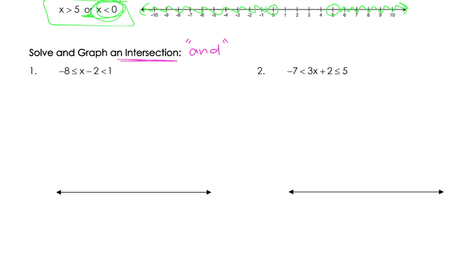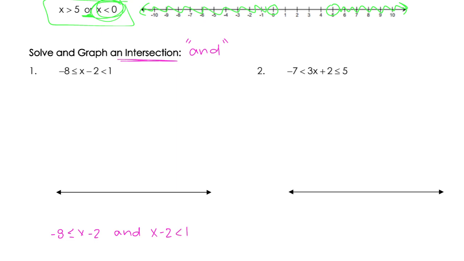So when we solve these, technically speaking, I'm going to write it down here at the bottom of your screen. You could actually separate this as -8 is less than or equal to x minus 2 and x minus 2, the middle part again, is less than 1.